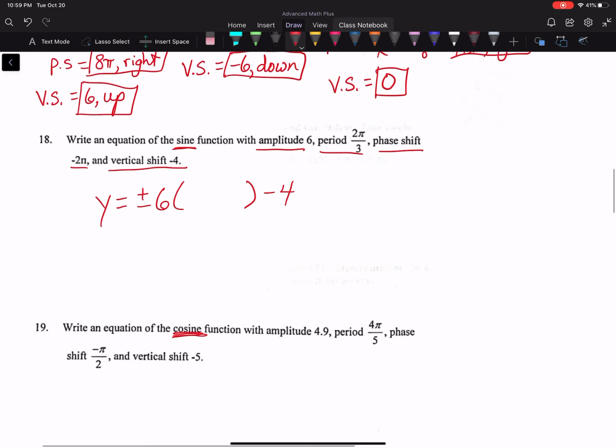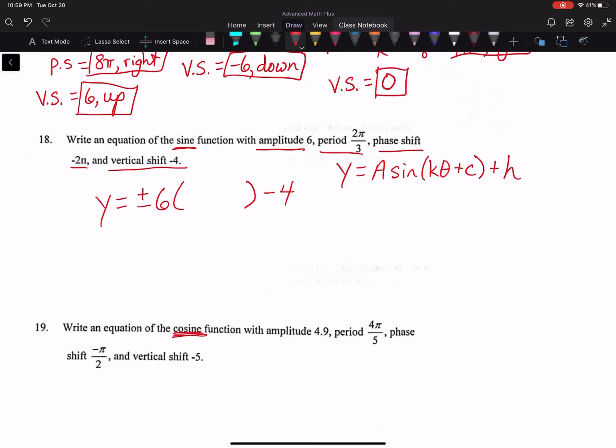Remember, I should have written it earlier, but I'm kind of in a hurry. So y equals a times the sine or cosine, whichever one you're doing, of k theta plus c, plus h. That is your formula for it.